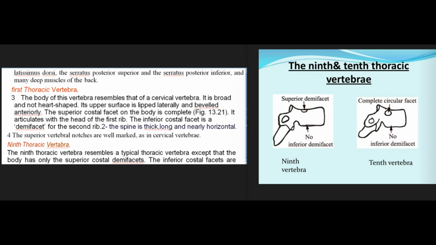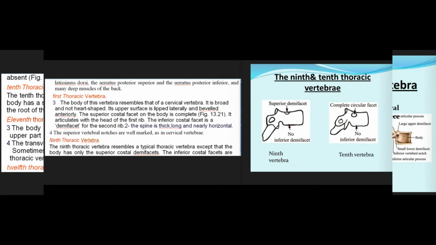2. The spine is thick, long, and nearly horizontal. 4. The superior vertebral notches are well marked, as in cervical vertebrae. 9th thoracic vertebra. The 9th thoracic vertebra resembles a typical thoracic vertebra except that the body has only the superior costal demifacets. The inferior costal facets are absent.